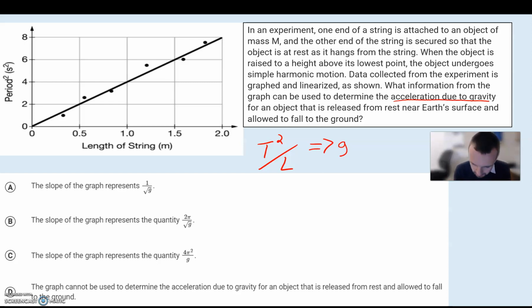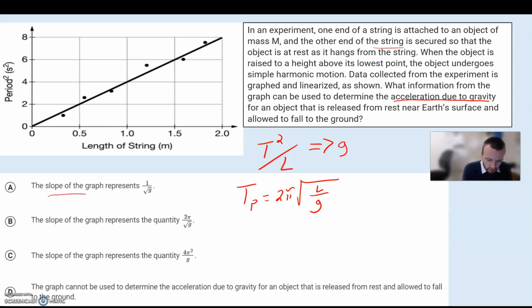So it's saying, how can I use the graph information to get to g? Well, it's a pendulum. It said that in here somewhere. When an object is raised, it undergoes simple harmonic motion. Yeah, it's a string, and it's swinging back and forth. So we know it's a pendulum. And if we know it's a pendulum, we can go to our equation sheet and see that the period for a pendulum is 2 pi square root of L over g. So you see where we're going here, right? We're going to have to manipulate this equation so that we can get g, because it's saying, how can we use the graph to get g?